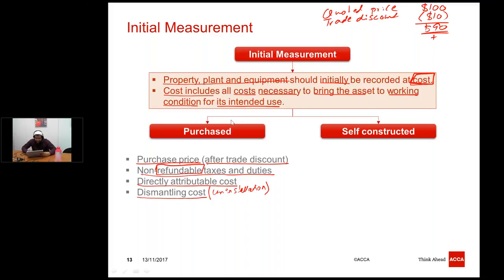Sheikh Saqib Hassan is asking, what about cash discount? Sheikh Saqib, cash discount is basically treated as another income. That is not adjusted against the asset. That is treated as other income.